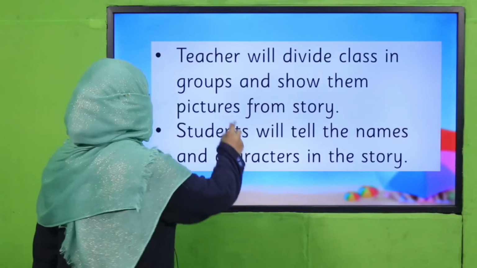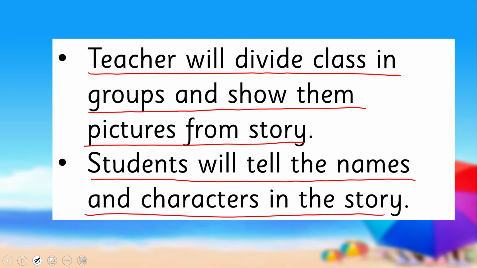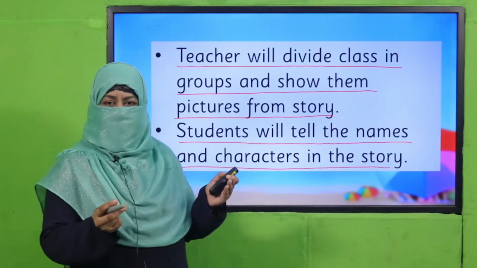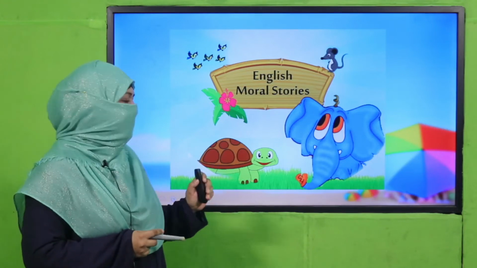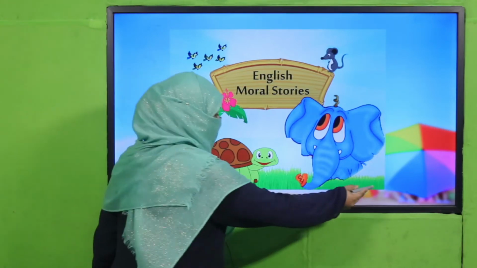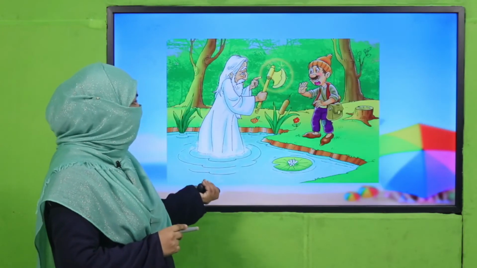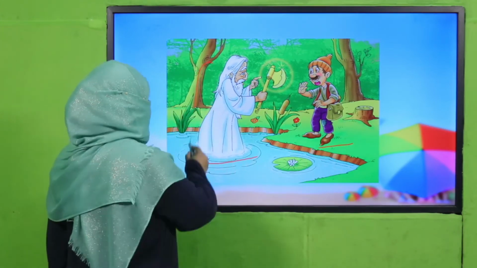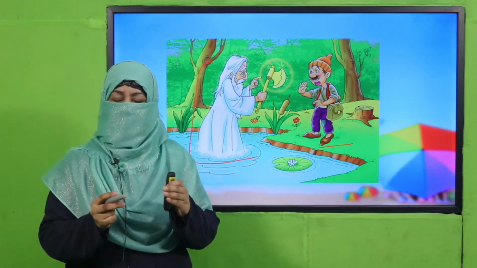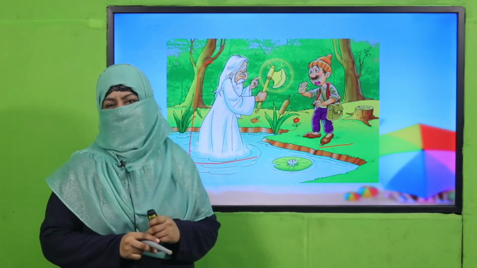Okay, so for the activity, your teacher will divide the class in groups and show them pictures from the story, and students will tell the names and characters in the story. Teacher, you can take different types of pictures as I brought samples for you. Look, the students will look at this picture and find there are two characters. One is elephant and the other is tortoise. And maybe in the next one there are two characters. One is woodcutter and the other is a saint or an angel. So this is how you can show them pictures and they will keep finding and naming the characters. So pause the video, enjoy this activity and then come back.